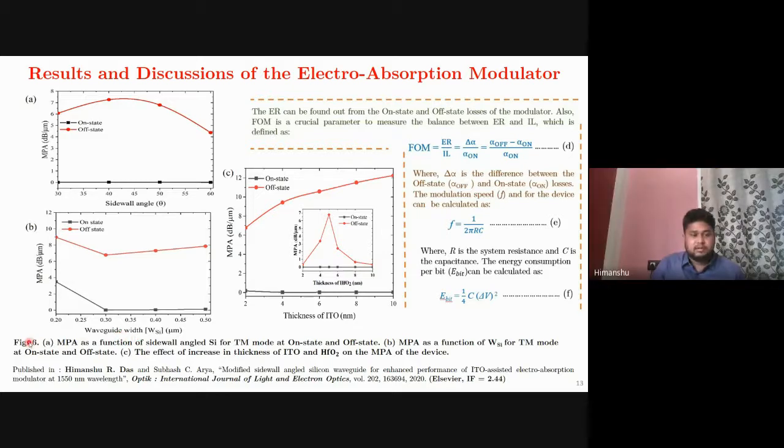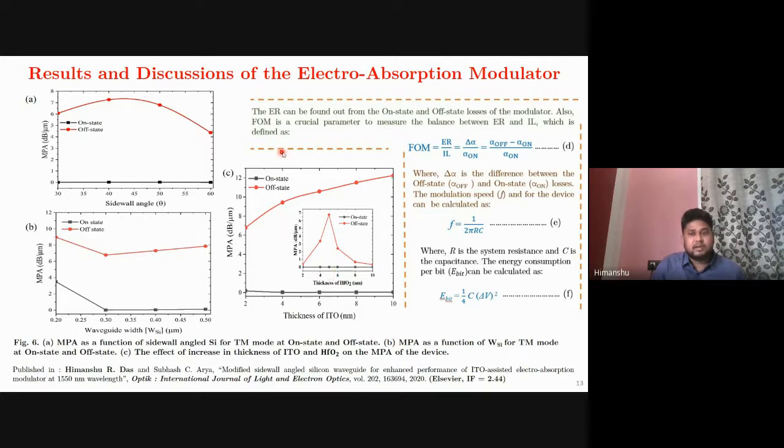Okay. So here we have chosen 0.32 as the waveguide width. Now coming to figure 6C, here it shows the effect of increase in thickness of ITO on the MPA of the device. So with increase in thickness of ITO, the insertion loss or the MPA increases for off state, whereas for the on state it is almost minimal. And here in the inset we can see that with increase in thickness of HfO2, the MPA increases and it is maximum around 5 nanometer. Therefore, we choose 5 nanometer as the thickness of HfO2 in order to achieve higher performance metrics of extinction ratio and figure of merit.